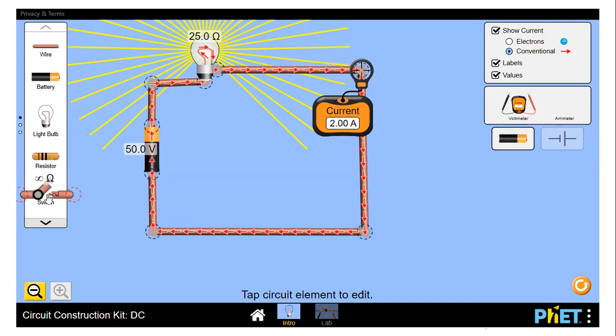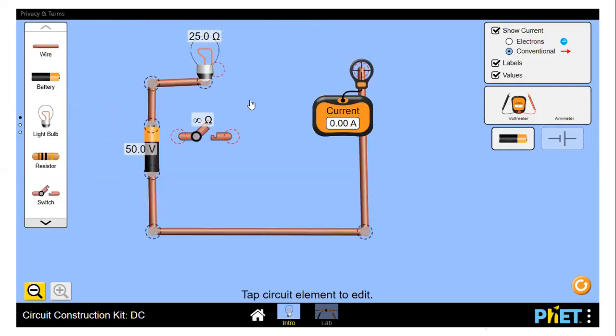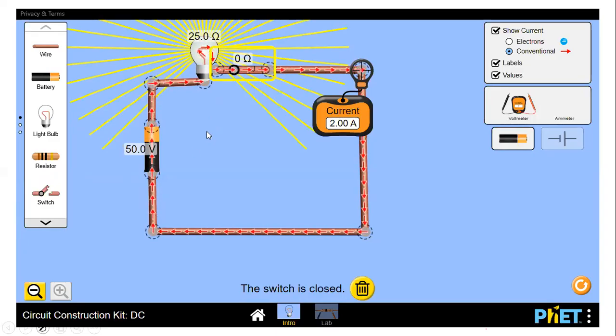And what if I connect this switch after the bulb? What will happen? Will it operate? It will operate fine.